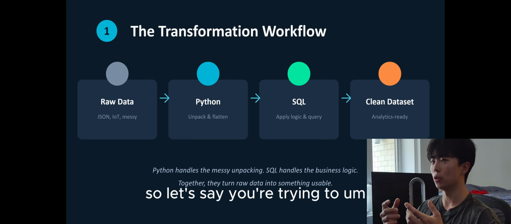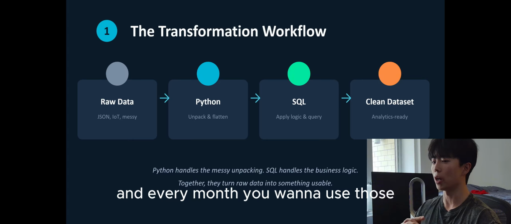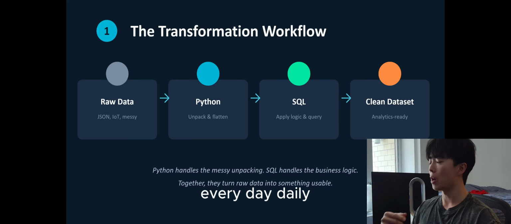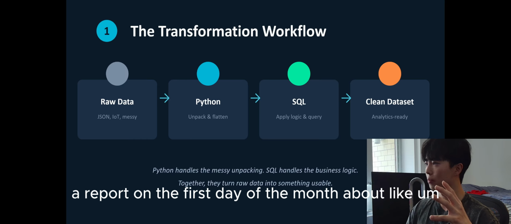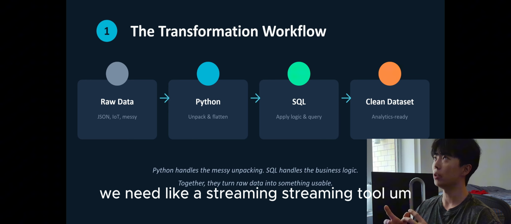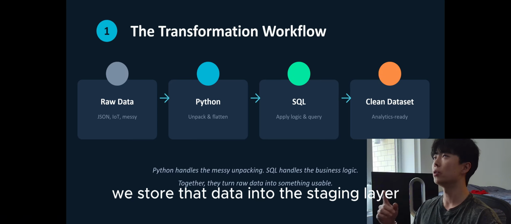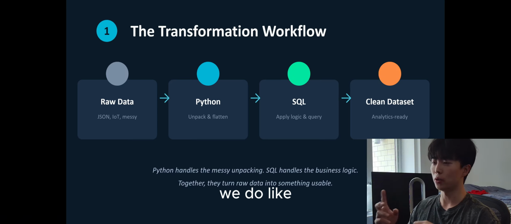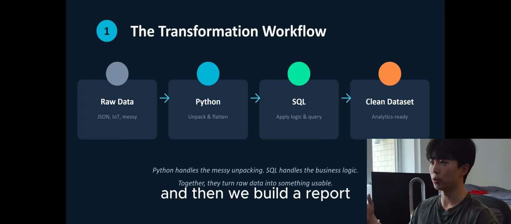So let's say you're trying to ingest real-time data from this device, and every month you want to use that daily ingested data, and every month you want to produce a report on the first day of the month about the data. So the first thing you would say is, oh, we need a streaming tool. And using that streaming tool, we store that data into the staging layer. And from that staging layer, we do a transformation and we store it in the data warehouse or whatever it is. And then we build a report.